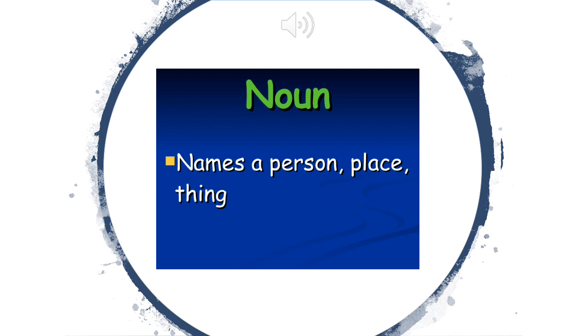A noun names a person, place, or thing. So let's think of nouns that are around our house. Nouns that are around my house are a table, chair, candle, oven, salt, pepper, scissors, curtain, window. I'd like you to think of a few nouns around your house.